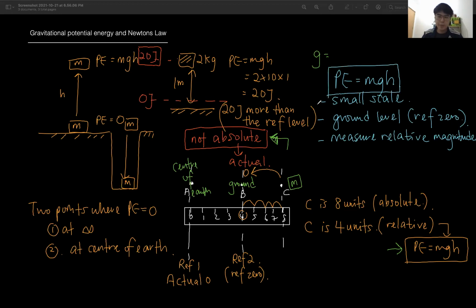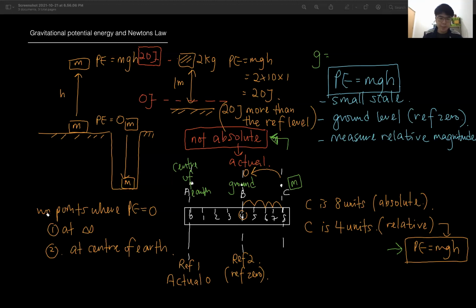Now, for bigger scale, for astronomical scale, we cannot use this one because g is no longer the same. And also the reference point we have to change, because if we are dealing with planets, satellites, all this stuff in space, then we would use the reference point at infinity, which is the true reference point, the true 0 at infinity.